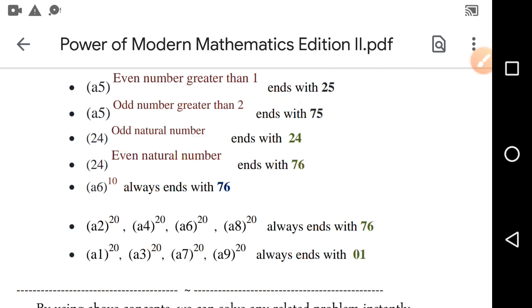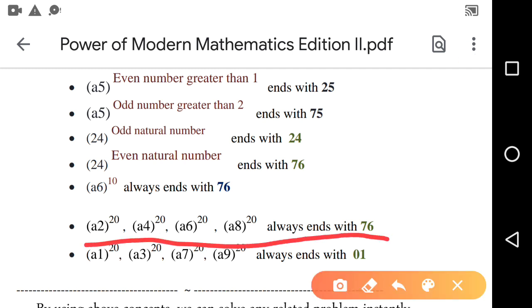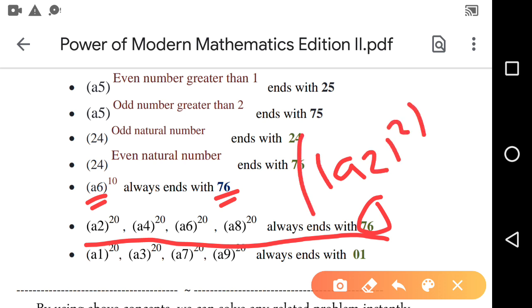And any even number, consider this, any even number raised to the 20th power ends with 76, because we know a number ending with 6 raised to the 10th power ends with 76. Now a number ending with 2, raised to the square, ends with 4, friends, and raised to the 10th power.